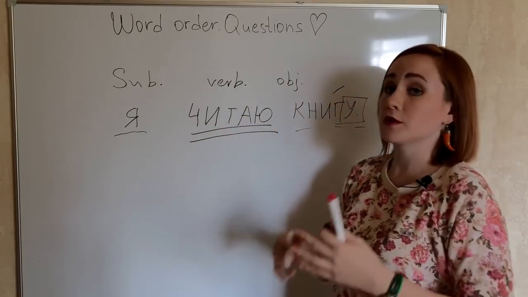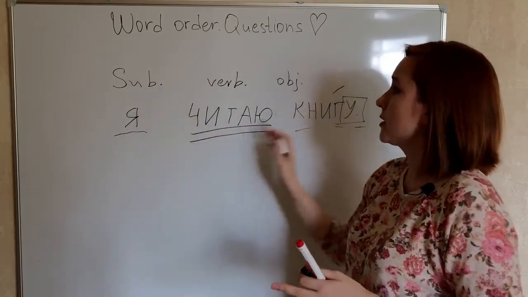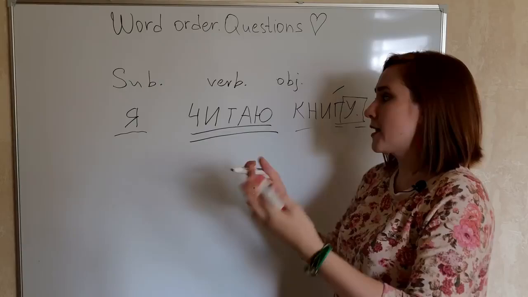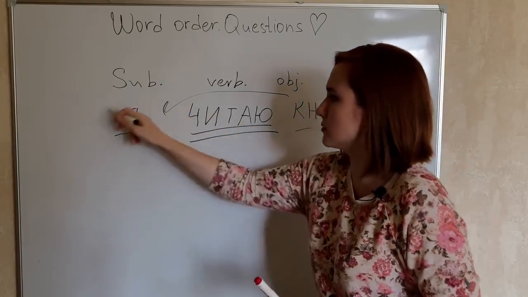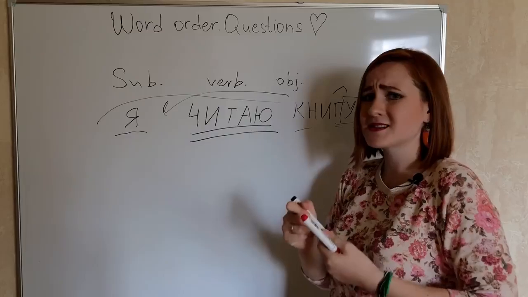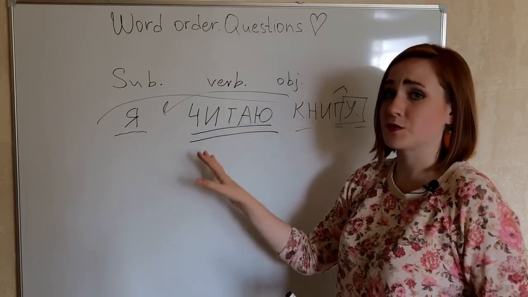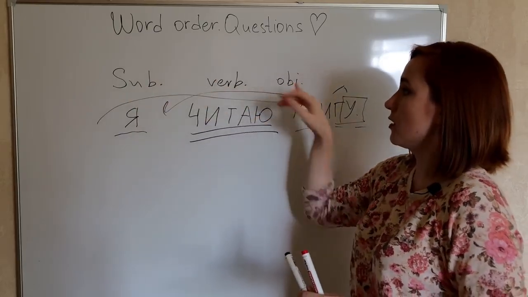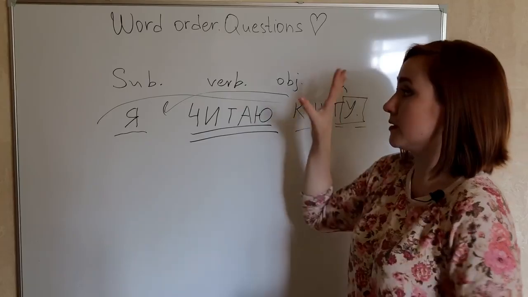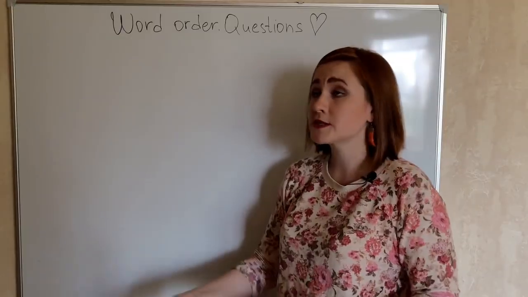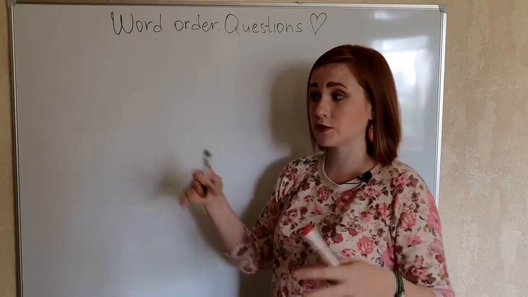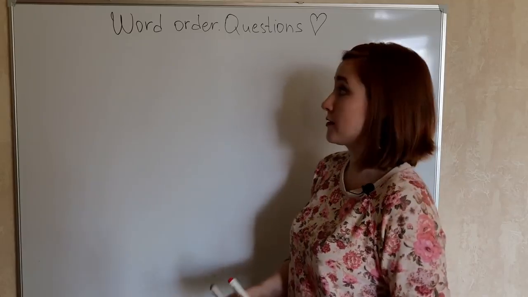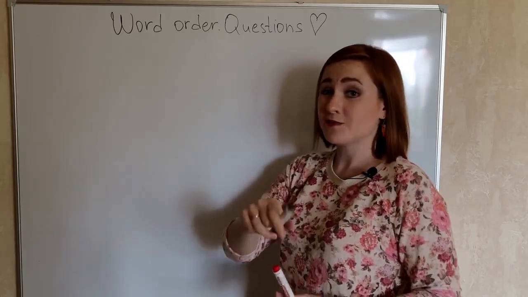So if you're a beginner and even an intermediate learner, stick with this. Don't try to play with the word position. It's advanced. It's for native speakers, okay? So it's much easier to stick with this subject, verb, object order. I hope you will remember this. Of course, you will certainly meet different word order in reading, in listening, so you will have to deal with it anyway. So, a quick tip for you.